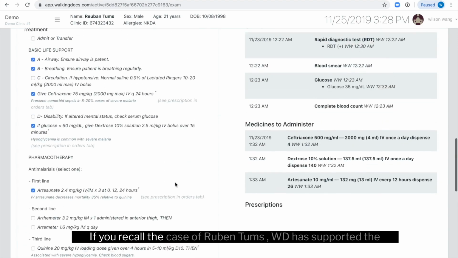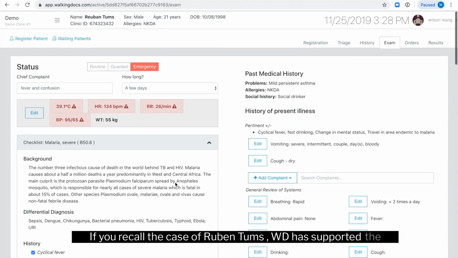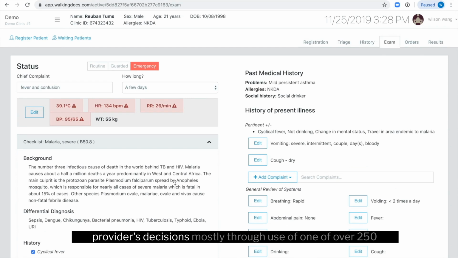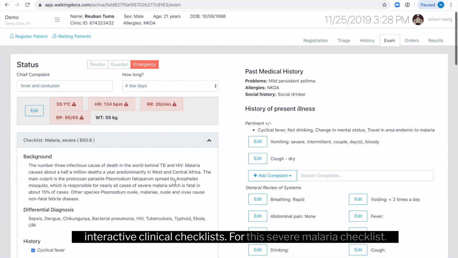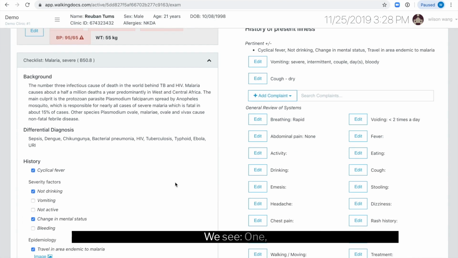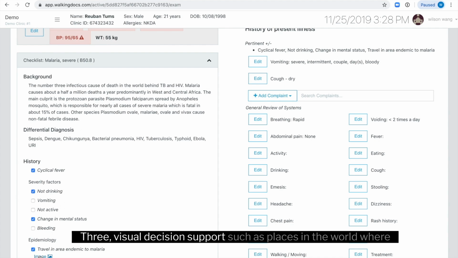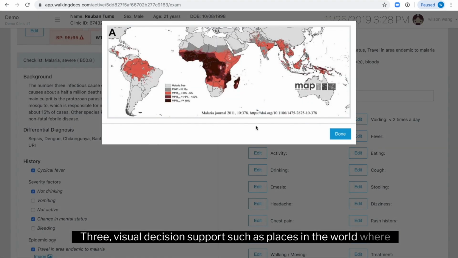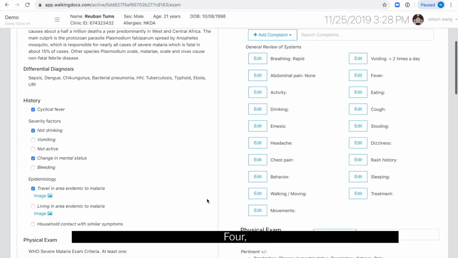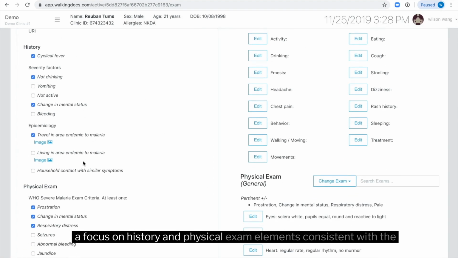If you recall the case of Ruben Tums, up to this point, WD has supported the provider's decisions mostly through use of one of over 250 interactive clinical checklists. For this severe malaria checklist, we see 1. A concise background of the suspected disease or condition. 2. A differential diagnosis. It's possible this is not severe malaria. 3. Visual decision support, such as places in the world where one can contract severe malaria. 4. A focus on history and physical exam elements consistent with the diagnosis.